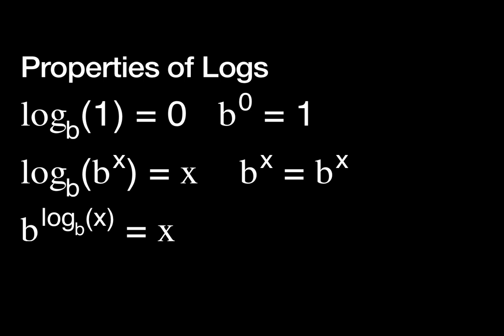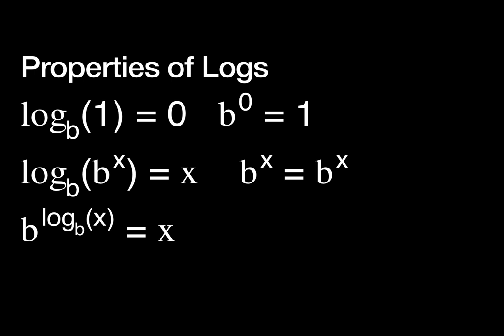Now we've got some properties of logarithms. Log base b, where b is any number, of 1 equals what? It equals 0. How do I know? b to the 0 power is 1. Any number to the 0 power is 1.